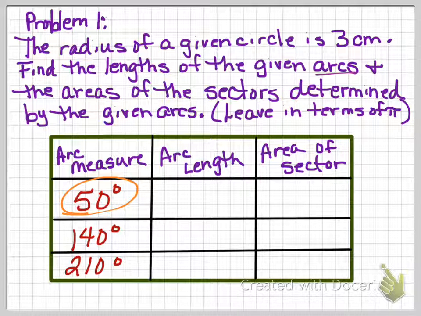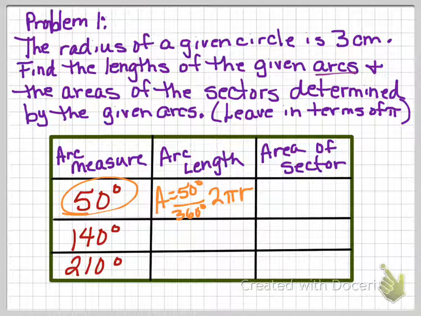Our formula for arc length equals the fraction of the circle, so that's 50 degrees over 360 degrees, times a piece of that, the fraction of our circumference. So that's going to be times 2 pi r. We're going to put our information in and find that answer. Then we're going to come over here and do the area of the sector.